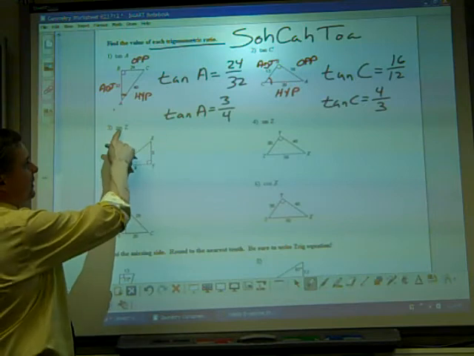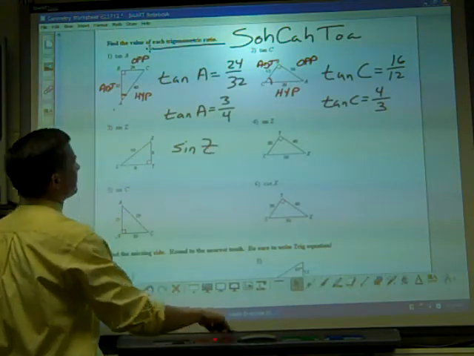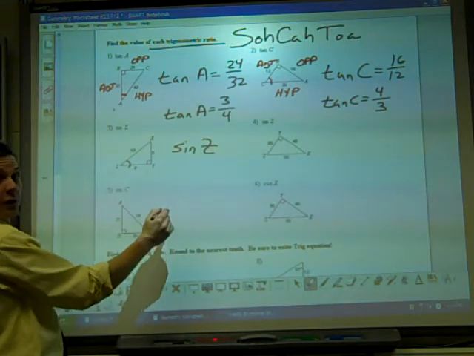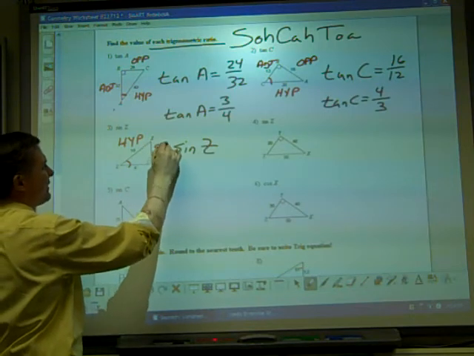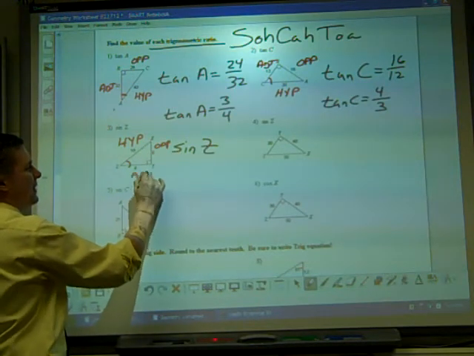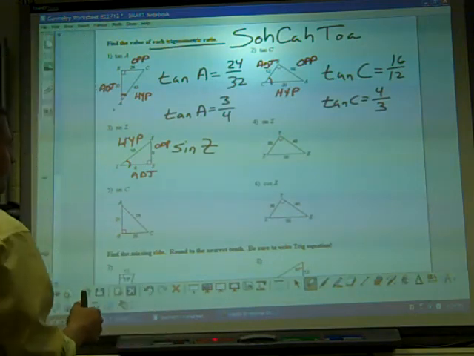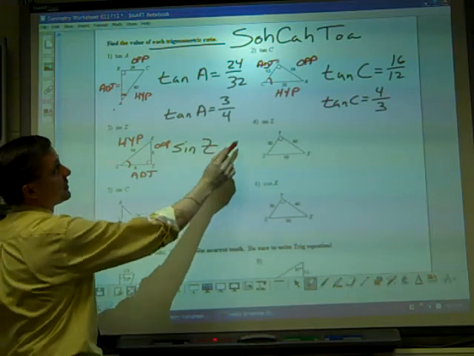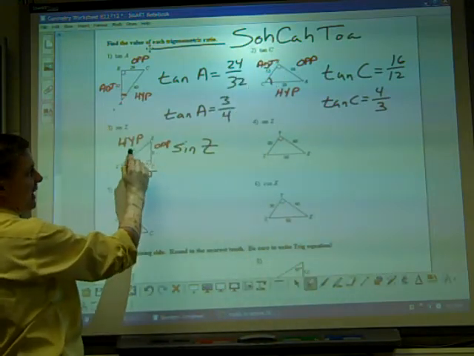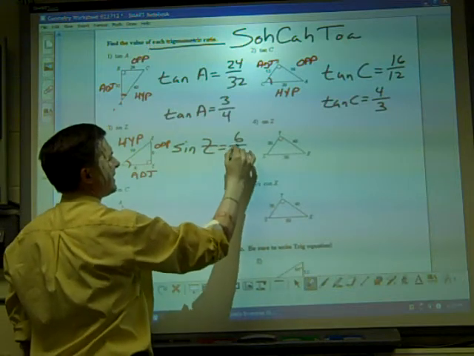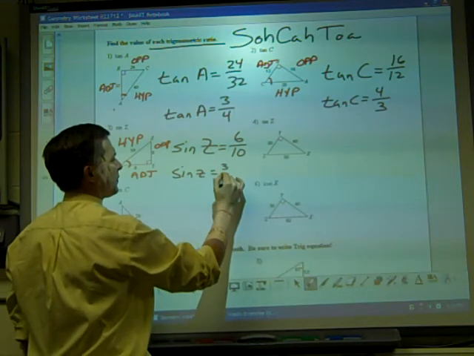Next one says sine of Z. Again, we're going to identify the legs, hypotenuse, opposite, and adjacent. Again, these trig ratios only work in 90-degree triangles. You must have a 90-degree triangle to use these. Sine of Z. So sine is opposite over hypotenuse. The opposite is 6. The hypotenuse is 10. 6/10 is the same as 3/5 reduced.